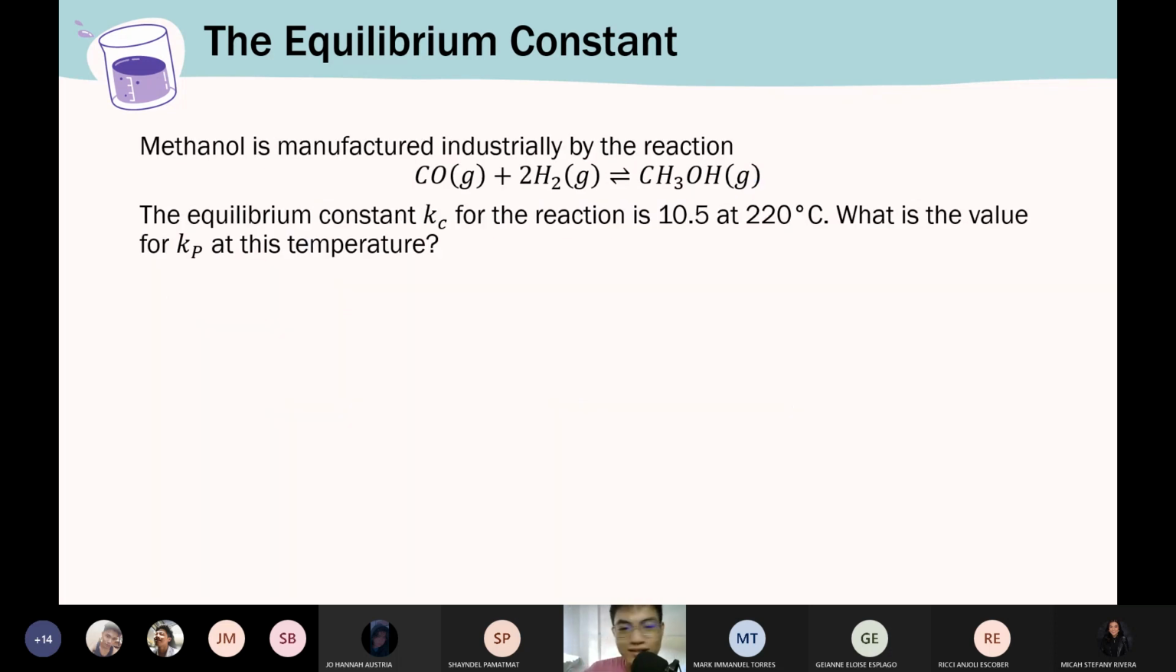Okay. Let's try to answer this one. Methanol is manufactured industrially by the reaction CO gas plus 2 moles H2 gas in equilibrium with methanol. The equilibrium constant Kc for the reaction is 10.5. What is the value for Kp at this temperature? So, binigay Kc, hinahanap Kp. Madali lang yan. We have an equation for that.